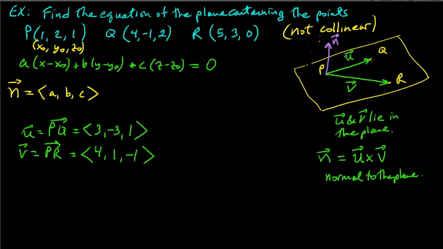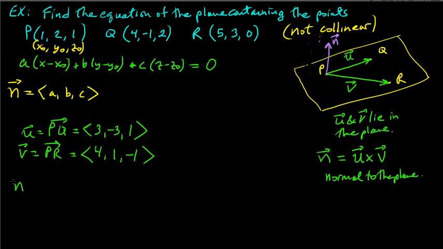And again, it didn't matter that I chose the vector v to be from P to R. We could have chosen from Q to R. And while that might give us a different set of vectors, in the end, the normal vector will either be the same or just a multiple of the other. It'll be pointing in the same direction.